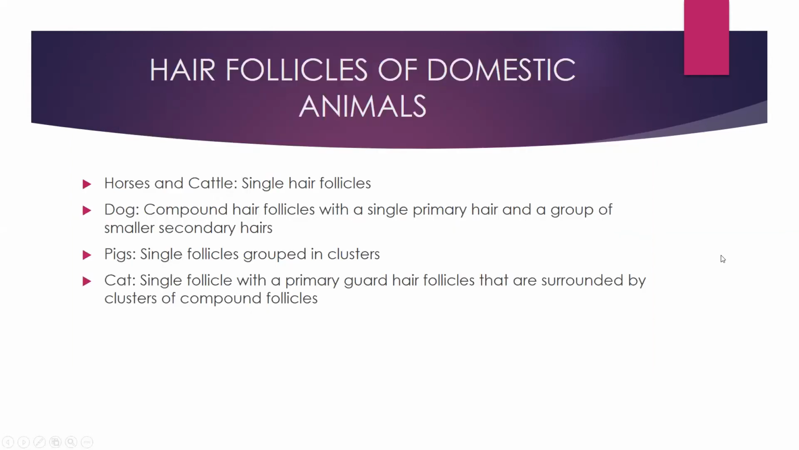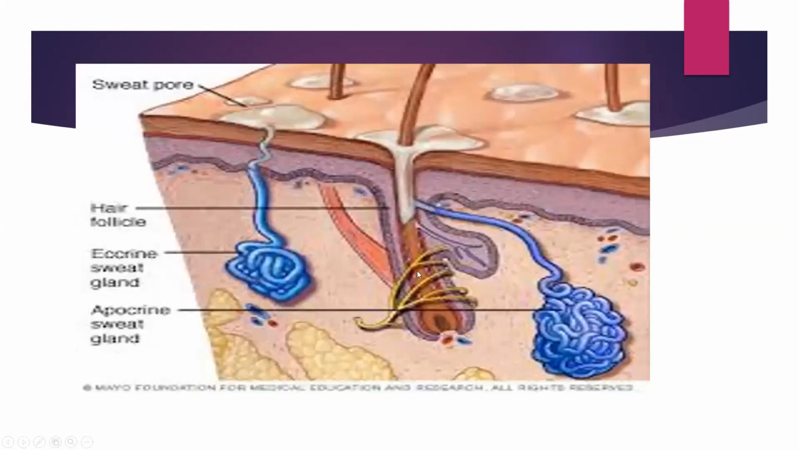Hair follicles of domestic animals: horses and cattle have single hair follicles. Dogs have compound hair follicles with a single primary hair and a group of smaller secondary hairs. Pigs have single follicles grouped in clusters. And cats have a single follicle with a primary guard hair, surrounded by clusters of compound follicles. So this is how it looks. You have sweat glands, and this is the hair follicle.